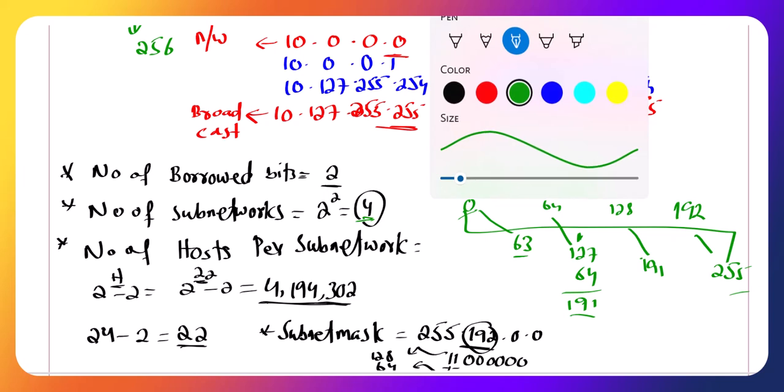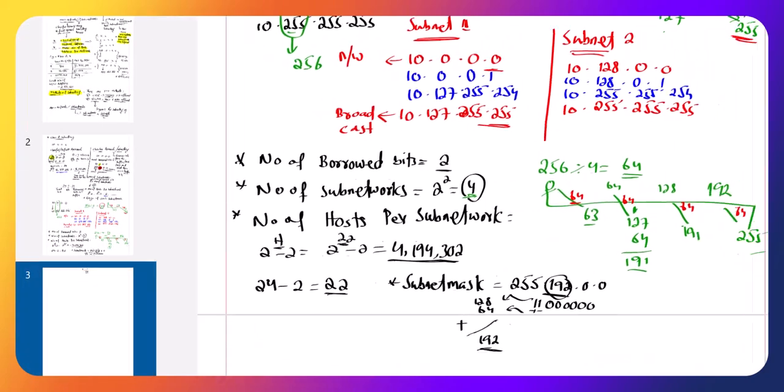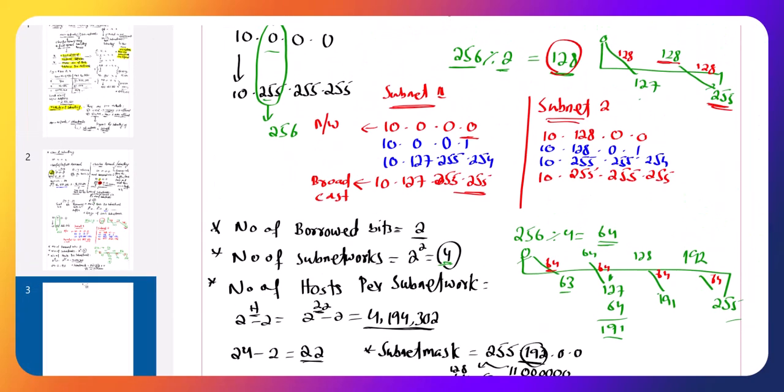Okay, don't forget here we have 64, 64, 64, and 64 as the number of ranges. This is not the number of hosts or the number of networks. It's only the range which will be assigned to each subnetwork.